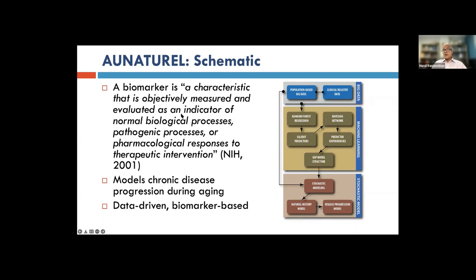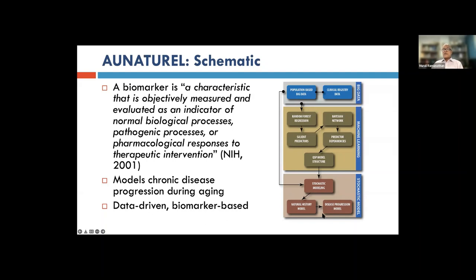And we are focused on biomarkers, and we are defining a subset of metabolic biomarkers that I call pathologically relevant biomarkers. And there are many pathologically relevant biomarkers. Glucose is one of them. I think it's a biomarker of health, but we use it to diagnose diabetes. We use it to treat diabetes. We use it in treatment trials. So it's a pathologically relevant biomarker. And our goal is to build models that are data-driven and biomarker-based.